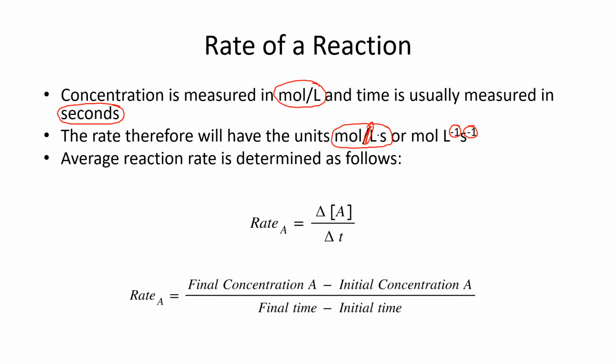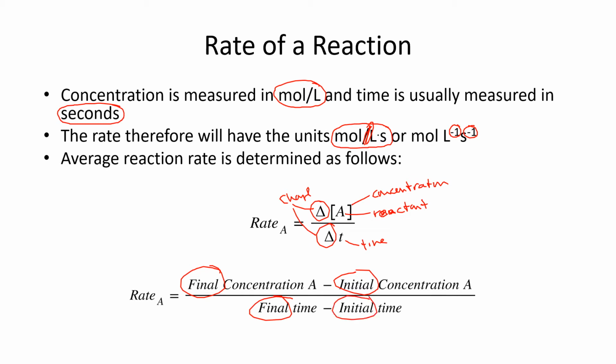So your rate then will be a change, that's what delta means, in concentration. So the square brackets are concentration of some reactant. There you go. Over the change again, so both of these mean change in the time. So for delta anything, it's always the final condition minus the initial condition. So change in concentration is final concentration minus initial concentration. And then for change in time, it's final time minus initial time.